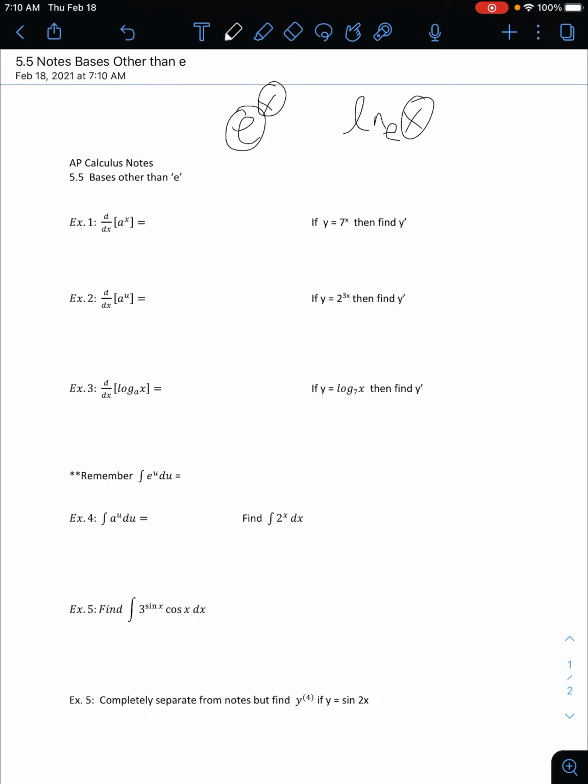Everything was base e. Today is kind of all that same stuff, but what if we have exponential functions that are other than base e? And so we just have a few rules to learn. We don't have a very lengthy lesson, but we just have a few rules to learn.